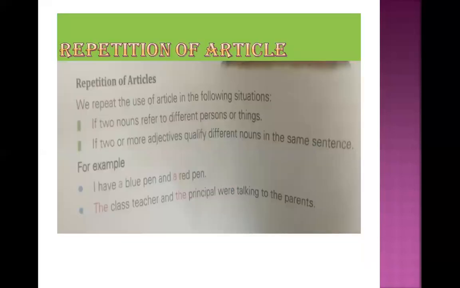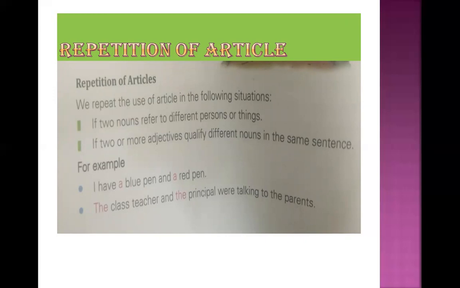Now, repetition of articles. We repeat the use of articles in certain conditions. What are those conditions? If two nouns refer to different persons or things, or if two or more adjectives qualify different nouns in the same sentence. We look at the example.